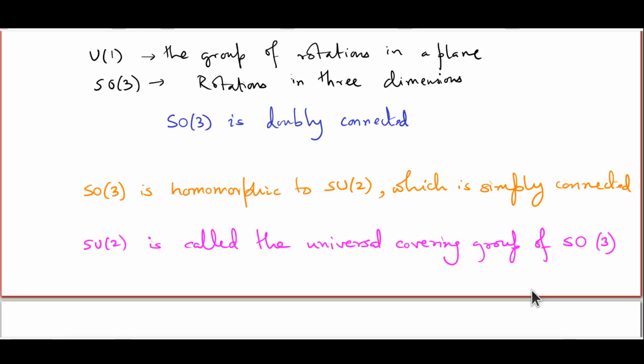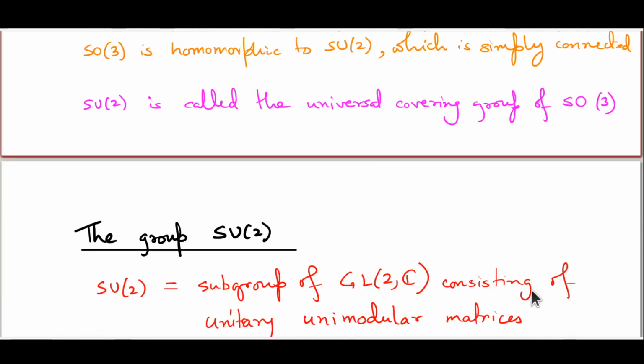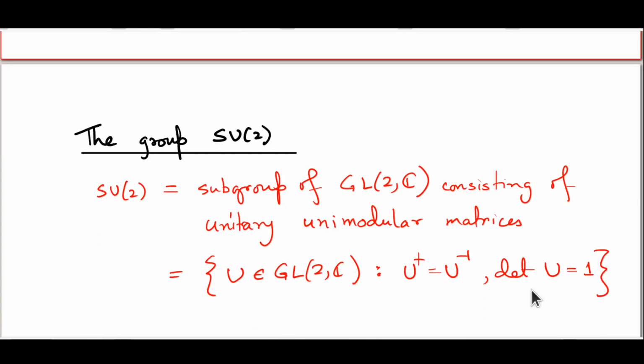So what exactly is the group SU2? Now this is something which all of you know, but I'm just mentioning this for completeness. The group SU2 is a subgroup of GL2C, the set of 2x2 invertible complex valued matrices, and these consist of unitary unimodular matrices. That is, matrices U which belong to GL2C, but with the additional properties that U dagger equals U inverse, that's the unitary, and determinant U equals 1, that's the unimodular or special. So U2 is a group of all unitary 2x2 matrices. SU2 is a group of all unitary unimodular 2x2 matrices.